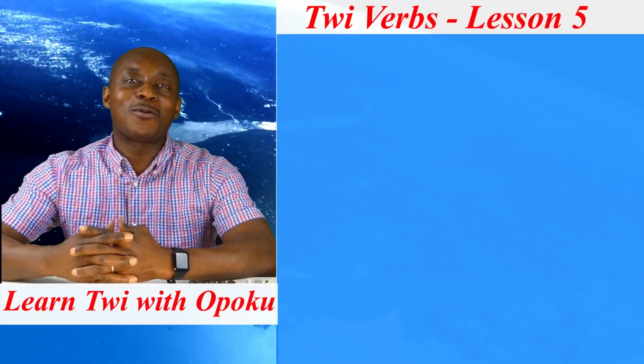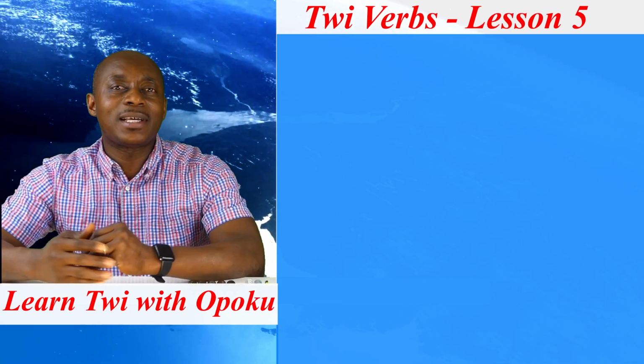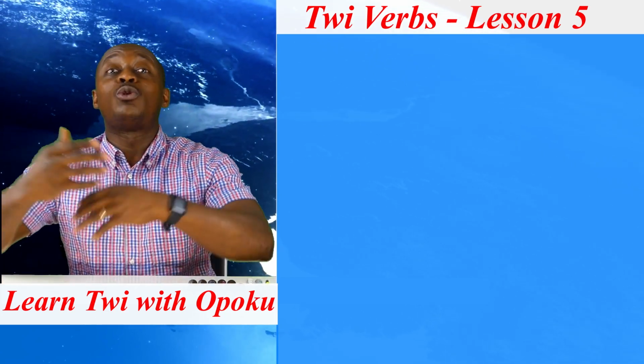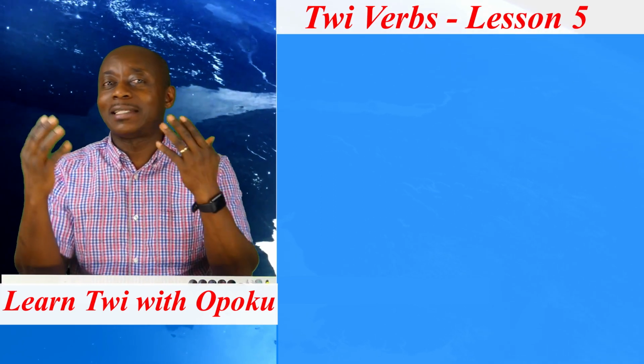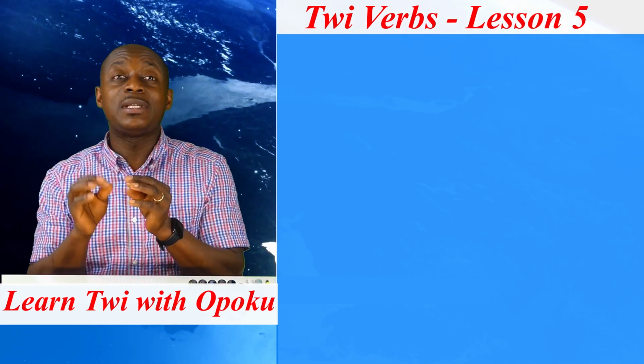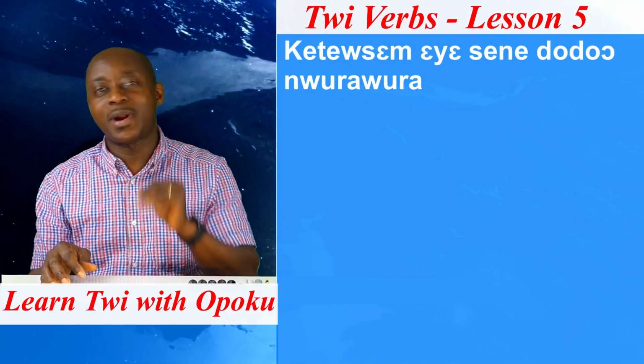We continue our lesson on Twi Verbs, and today too we are considering 4 verbs. And like I always say, I wouldn't want to give you so many that you cannot grasp them one at a time. In Twi we say Ketewese, sene dodoɔ wurawura.